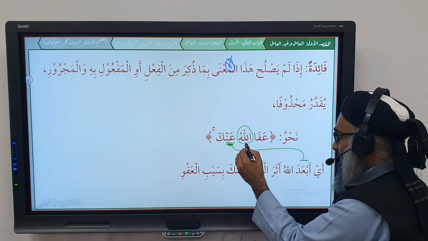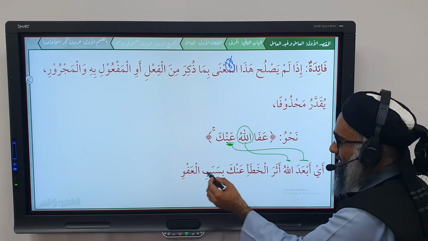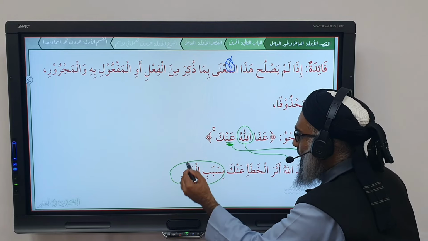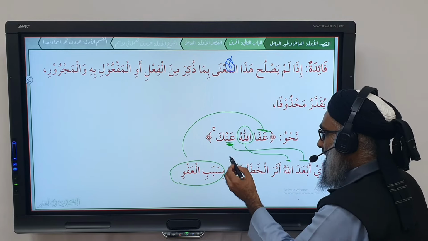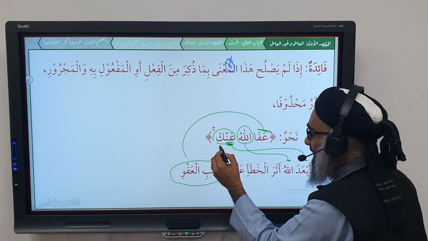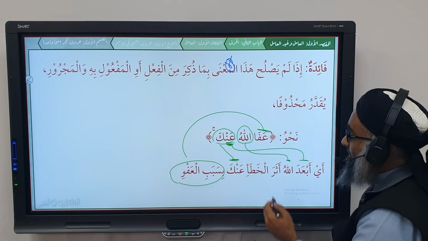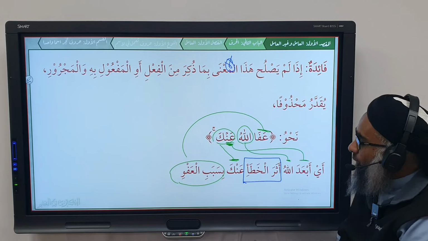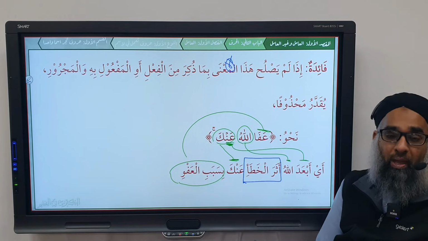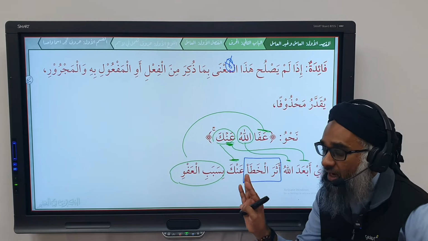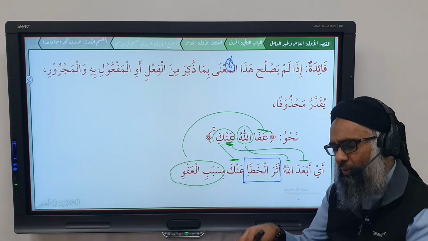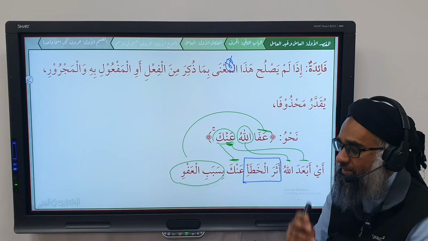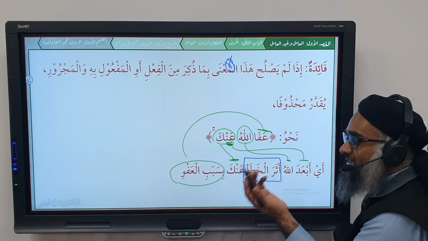الله is the فاعل. Yes. بسبب العفو is the عفا. The عنك is عنك anyways. The ك is going to be here. And the مفعول به is محذوف. So Allah subhanahu wa ta'ala has removed, because عفا means to wipe out. We translate it as forgiven, but literally عفا means to wipe out. We say erase here. So Allah has removed, erased, meaning wiped away.